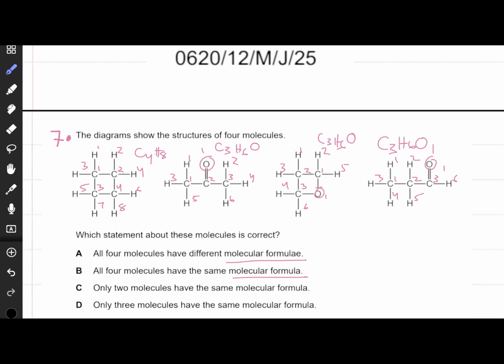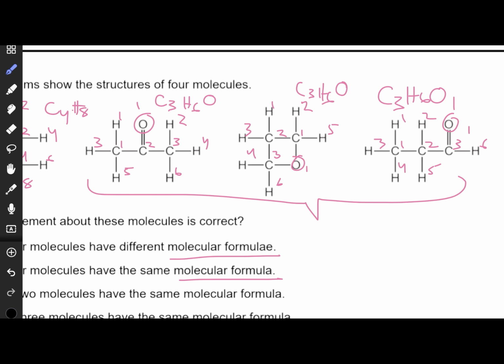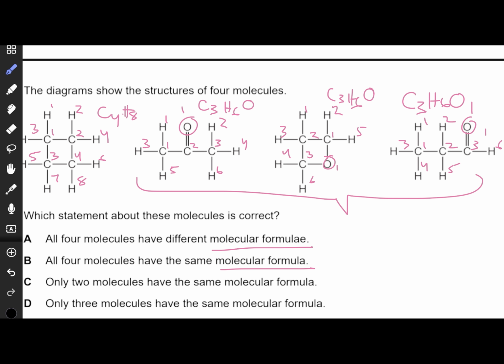Now let's read all the options. The first option says that all 4 molecules have different molecular formulas. Well, that's wrong because we can see that 3 of these diagrams have the same molecular formula. And option B says that all 4 molecules have the same molecular formula. That's wrong too because we have only 3 molecules with the same molecular formula. The third option says that only 2 molecules have the same molecular formula. That's wrong again because not 2 molecules but 3 have the same molecular formula.